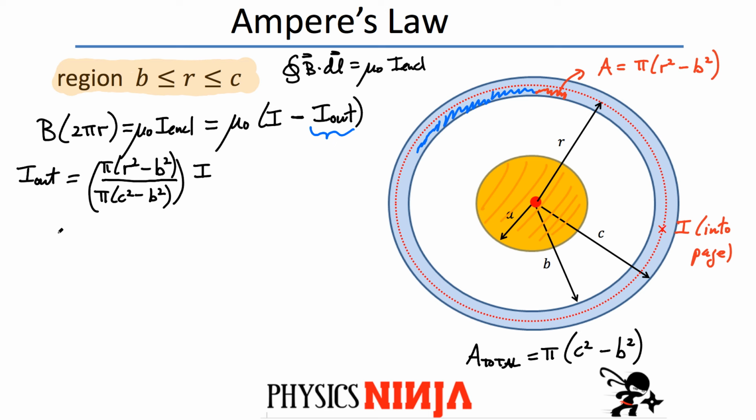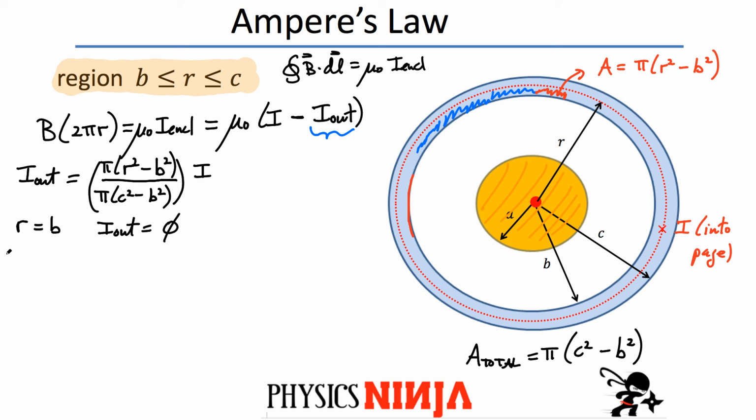Now you could take some limits here. What happens when r equals b? When r equals b, how much current is actually enclosed? Well, you substitute it here. You'll get b squared minus b squared, so you get zero. And that's right. If I choose my Amperean loop such that it's just along this surface over here, there's not going to be any current enclosed, at least in this outer section.